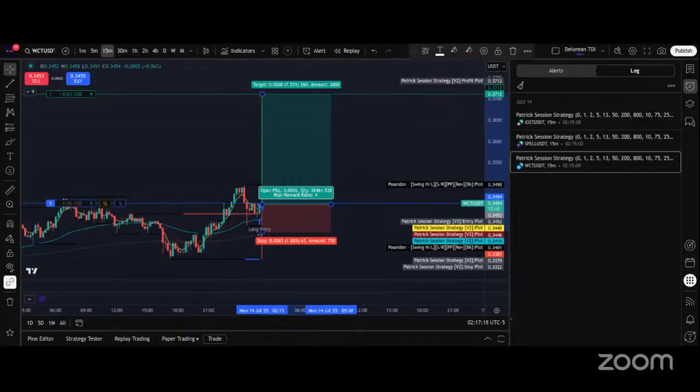And here's your trade. WCT USDT, 15-minute confirmation, market execution buy. Entry price is 0.3452. Stop loss is 0.3387 for 65 pips. Take profit is 0.3712 for 260 pips. And a risk to reward ratio of 4.00.